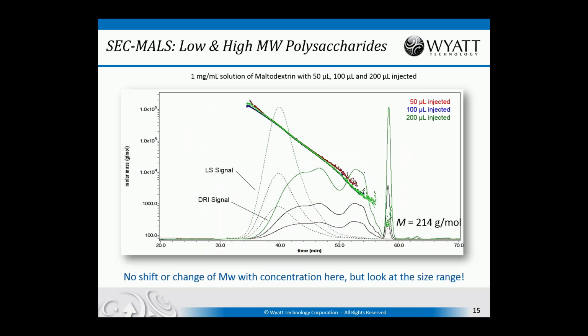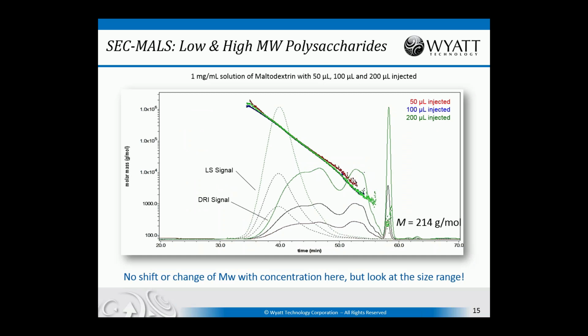Multi-angle light scattering covers a very wide range, as I indicated earlier. Here we're looking at a separation and characterization using MALS of both very low molecular weight saccharides, down to a monomer of 214 grams per mole, and up through polysaccharides, which extend all the way up to above 1 million grams per mole.